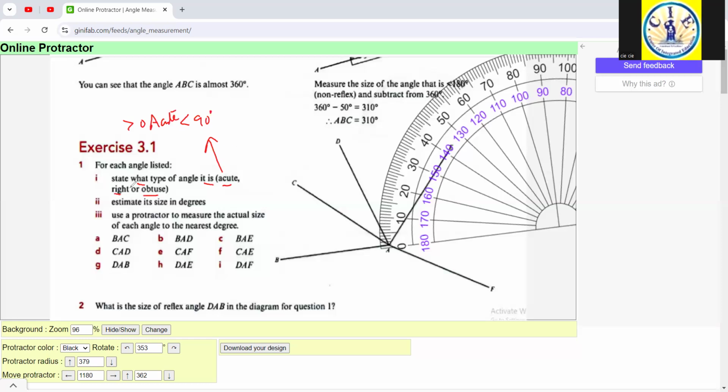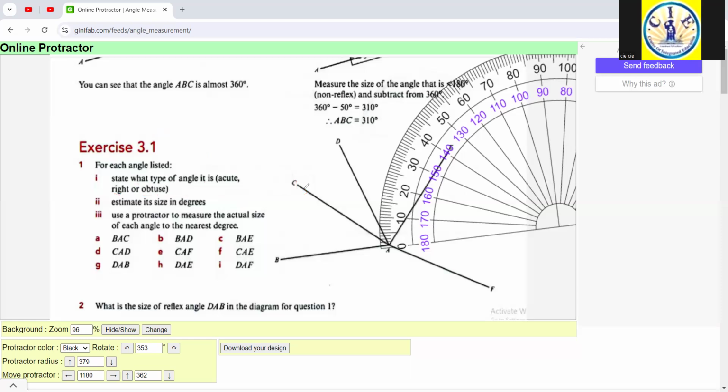A right angle is an angle of 90 degrees, and an obtuse angle is an angle that is greater than 90 but lesser than 180 degrees. Okay, with these definitions, let's try to figure it out.